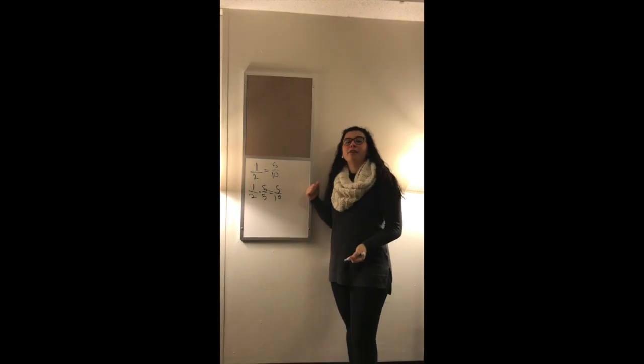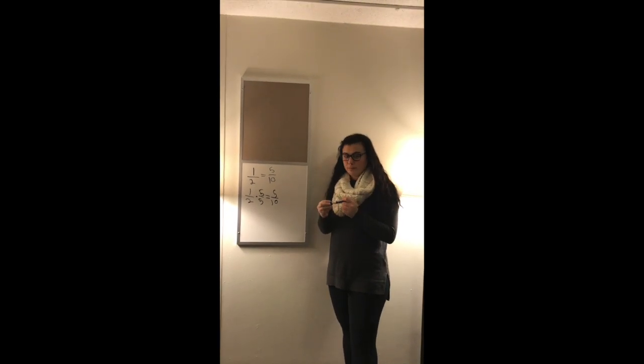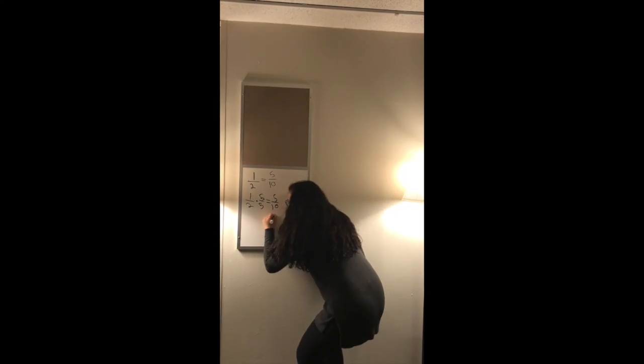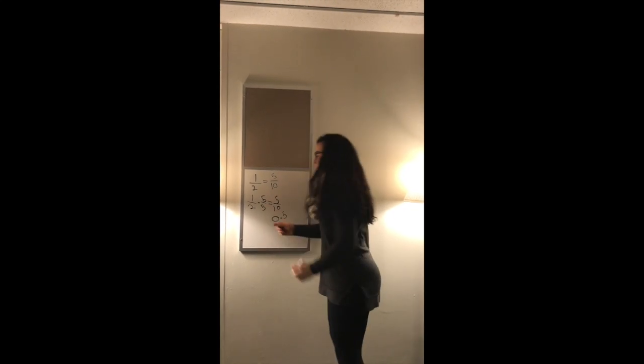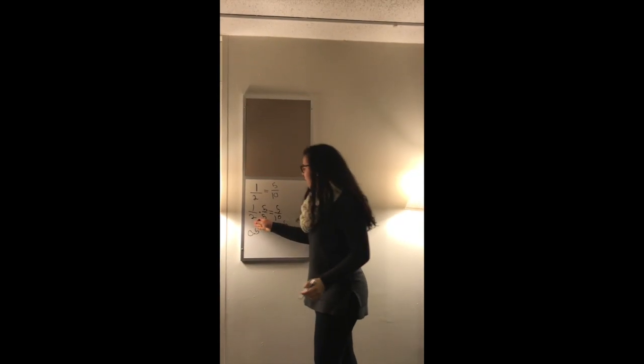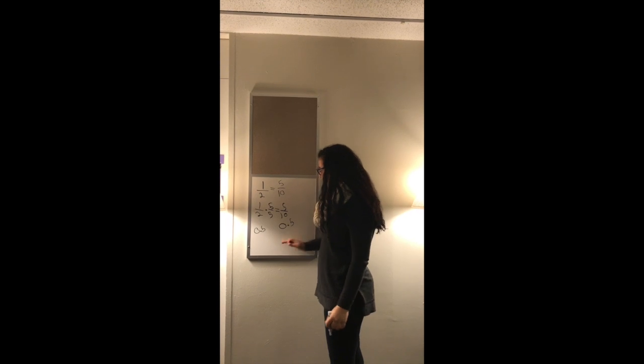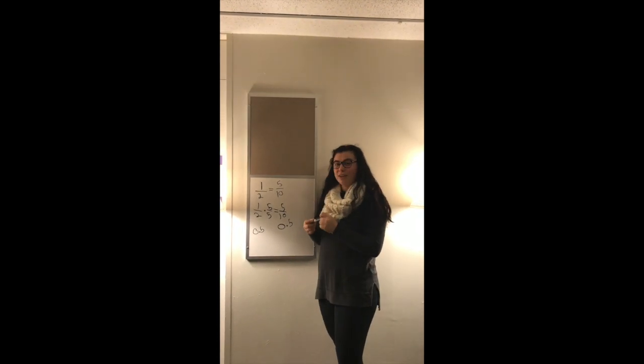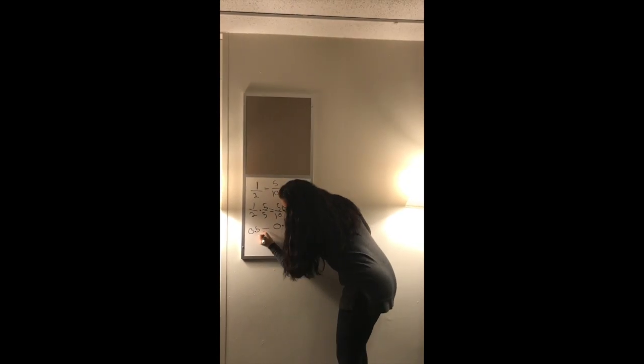Now, can you say 5/10 in a decimal form? 0.5. Very good. Can we say 1/2 in decimal form? 0.5. Now, why is 1/2 and 5/10 both equal to 0.5? Because they equal each other. Very good. Okay, so now we're just going to look at a quick decimal, and we're going to see if we could transform it into a fraction.